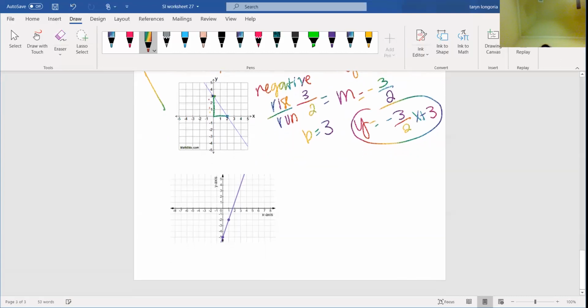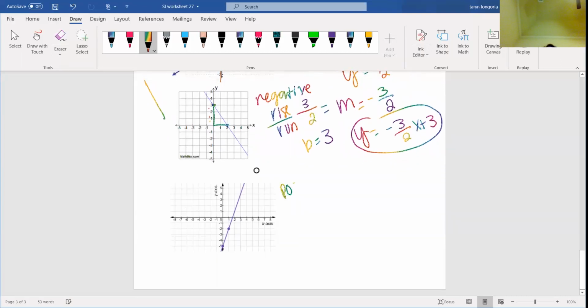Okay, now this one. This is a positive line. So you're going to find your rise over run. So here's your points. 1, 2, 3, and 1. So it's 3 over 1, which simplifies down to 3.